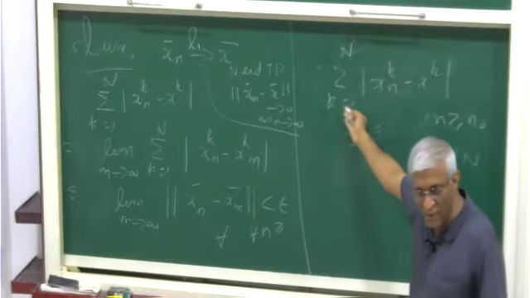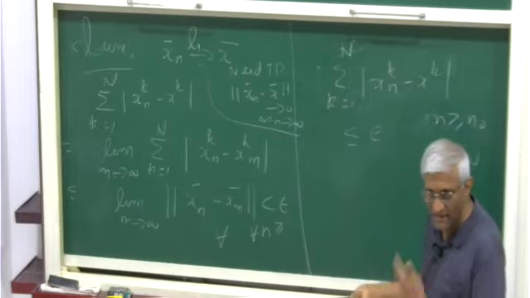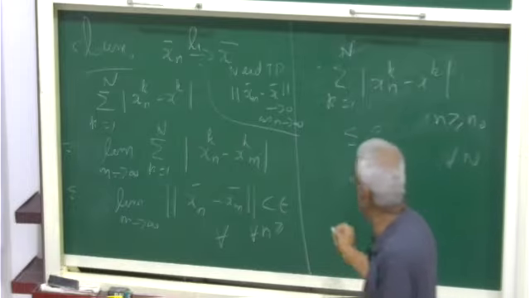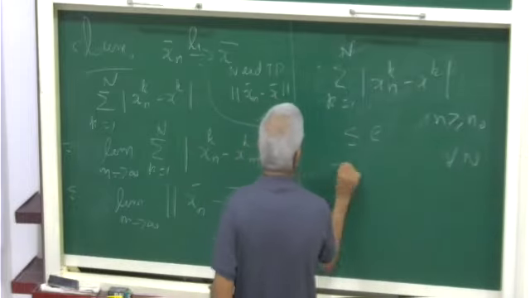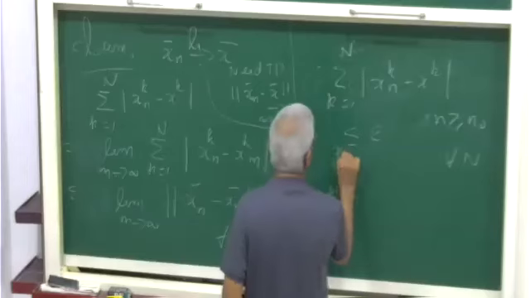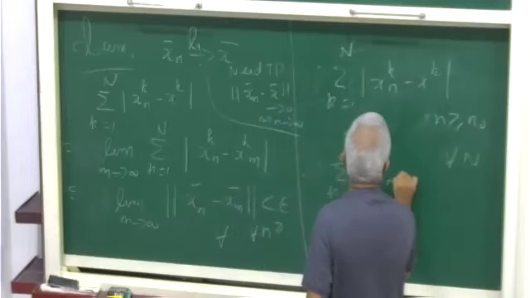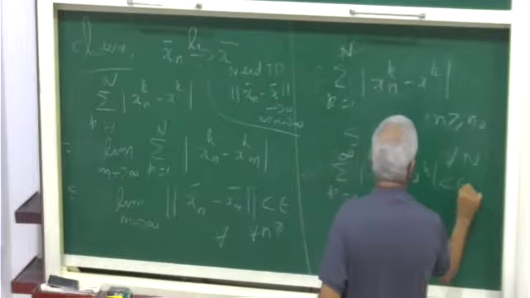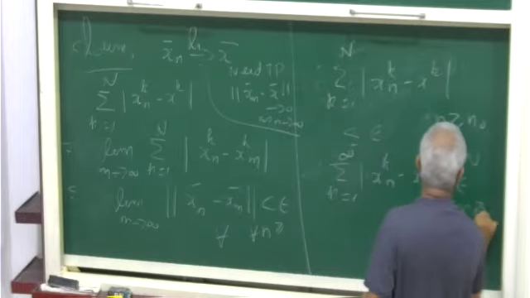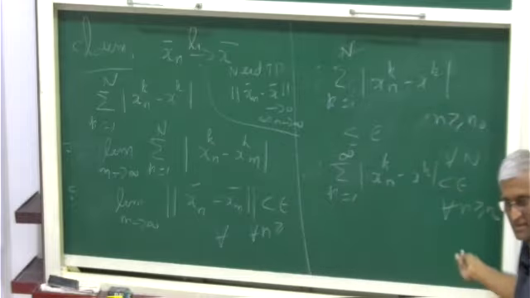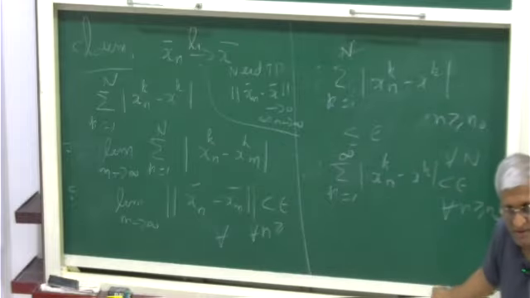Now you take the limit n going to infinity first, and that is the statement we want. Now the limit n going to infinity, this implies summation k equal to 1 to n of xkn minus xk is less than epsilon for all n greater than or equal to N. That is precisely the meaning of the limit going to 0.